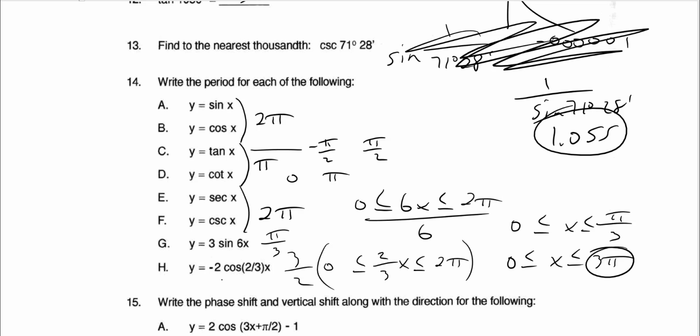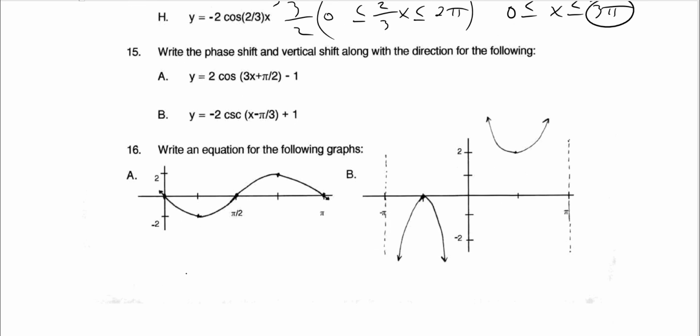Okay. What is the amplitude for this problem? You better not say negative 2. It is positive 2. Okay. Let's keep going here. Write the phase shift and the vertical shift along with the direction for the following. The vertical shift is super easy. Now this is put at the end of it, so just be careful. So the vertical shift, of course, is down 1, and the vertical shift here is up 1.